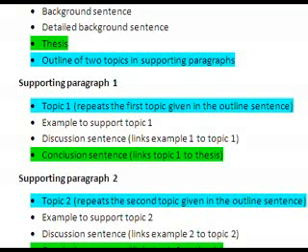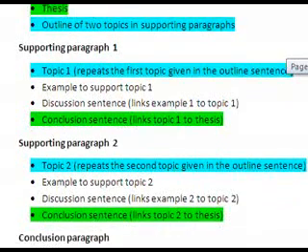So following the topic, you give an example to support your topic, a discussion statement to link your example to your topic, and then finally a conclusion sentence. And the conclusion sentence links your supporting paragraph back to the thesis. So this is the actual sentence that keeps the entire paragraph focused on what you're arguing in the thesis. The same pattern holds true for supporting paragraph 2.